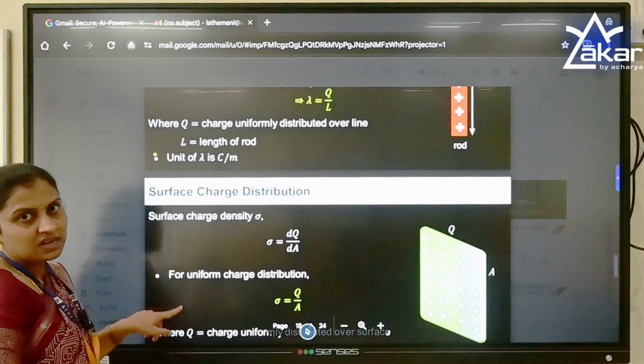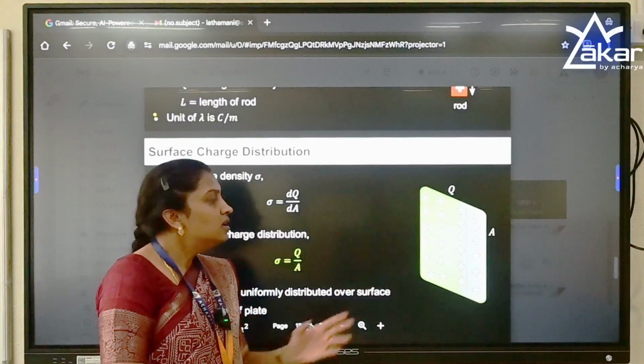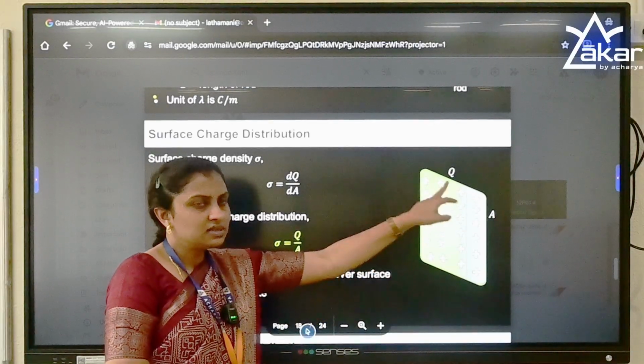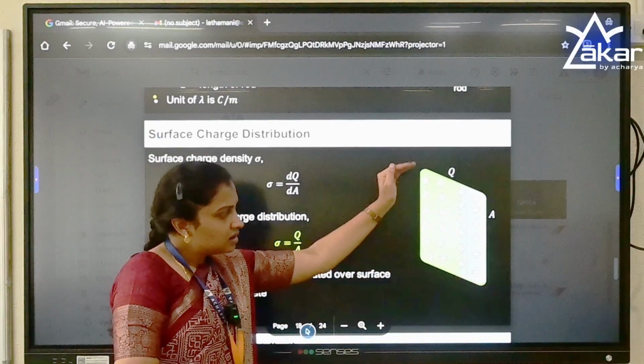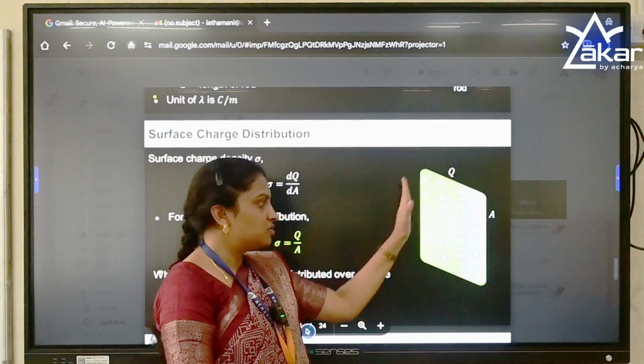Next, surface charge distribution. Here I have taken a surface; you can take any surface. Here we can see the charges are continuously and uniformly distributed throughout this area.